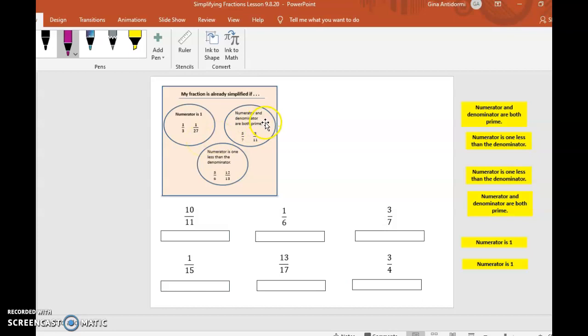The second way, if the numerator and the denominator are both prime numbers, meaning they have no factors other than 1 and itself, like 5 and 7 or 3 and 11, those are simplified. Or if the numerator is 1 less than the denominator. So for example, 5/6, 12/13. Another example might be 50 over 51 or 1,000 over 1,001. So those are in simplest form.